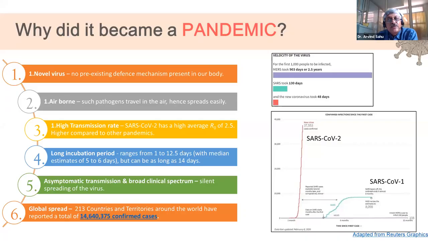So the first and primary reason obviously is this is a novel virus. We were not exposed to this particular virus, and our body did not have any pre-existing defense against it. And therefore, once we get exposed, there is no pre-existing immunity, and therefore it starts flaring up. The second important reason is it's airborne.